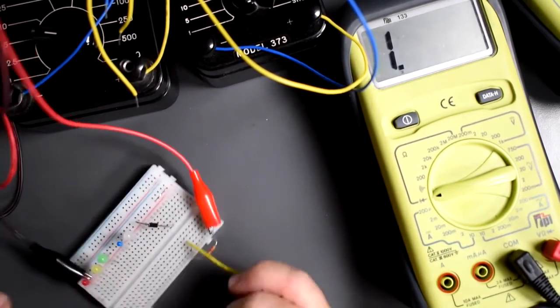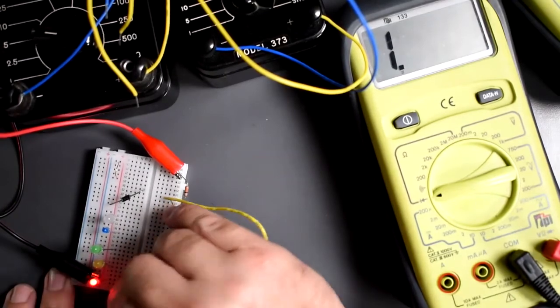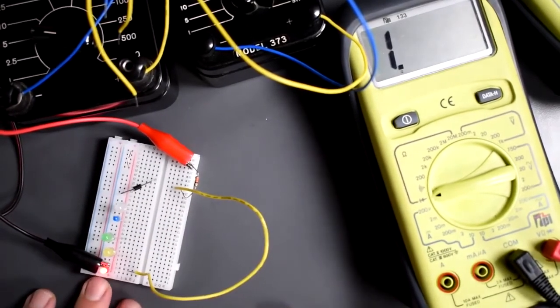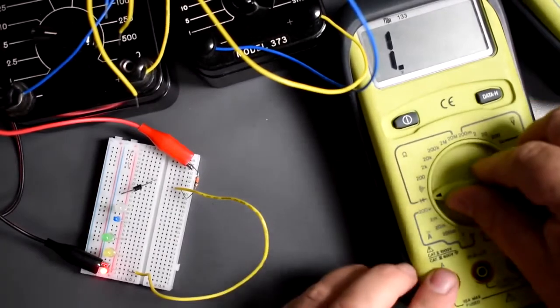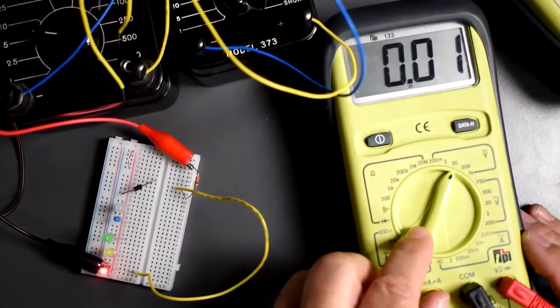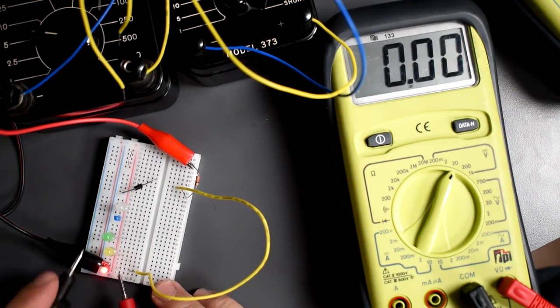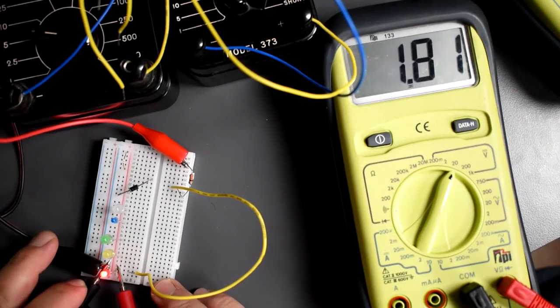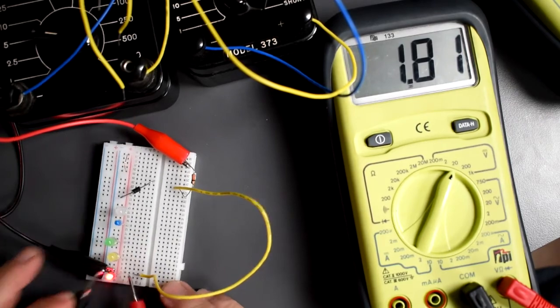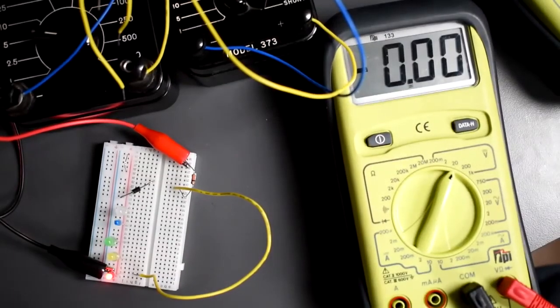Okay. So let's see what we have across the red LED. We just made a red LED light up. That means it's part of the circuit. Now I'm going to change this into a voltmeter. So let's see what voltage we have across the diode. We have 1.8 volts across the red diode. Oh, that's pretty cool.